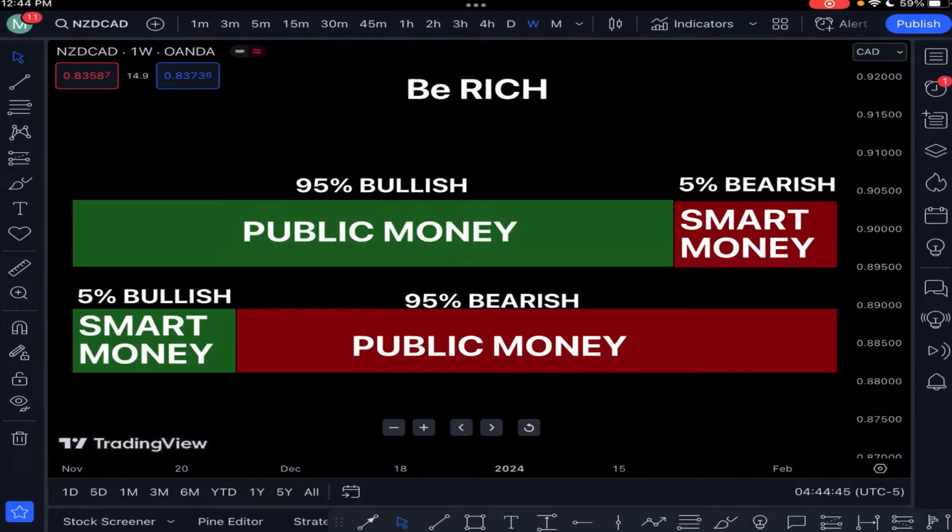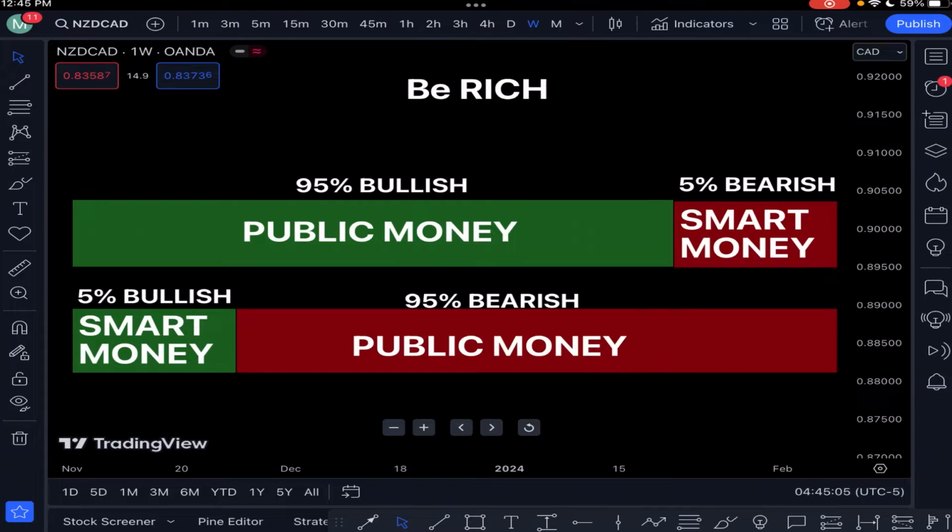This is my sentimental analysis. I'm going to look at my sentimental analysis. How am I going to do this? There is a website called investing.com, and myforexbook.com. So we are going to launch that in a few seconds.